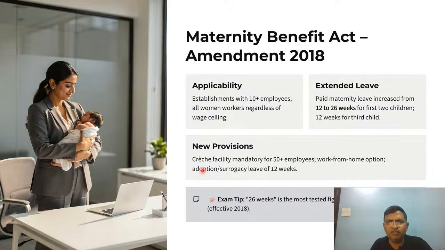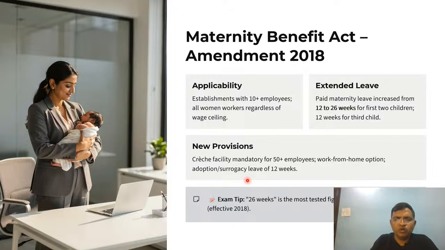Then the Maternity Benefit Act, amended 2018. It is applicable if the company has 10 plus employees, for all women workers regardless of their wage ceiling. They should have extended leave. Paid maternity leave increased from 12 weeks to 26 weeks for the first two children, and 12 weeks for the third child. New provisions: crèche facility mandatory for 50 plus employees, work from home option, adoption and surrogacy leave of 12 weeks.